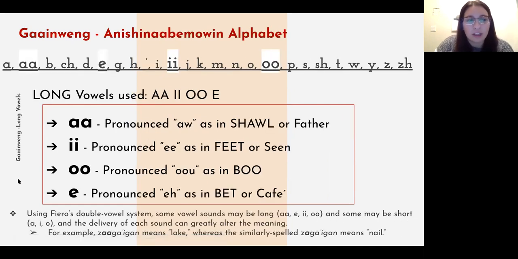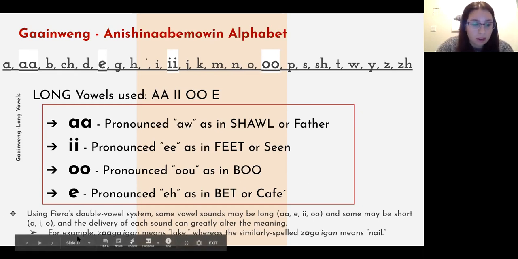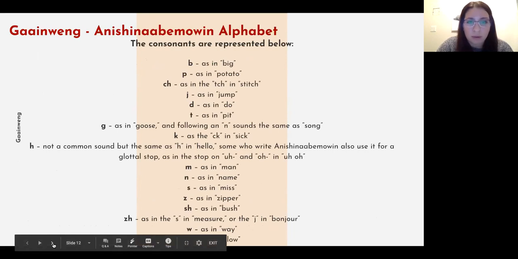And then we did the long vowels. The double A is pronounced ah, as in shawl or father. The double I is pronounced as E, as in feet or seen. The double O is pronounced oo, as in boo. And then the E, which is actually a long vowel because it has a long sound, is pronounced A, as in bet or ccafé. So practice those.